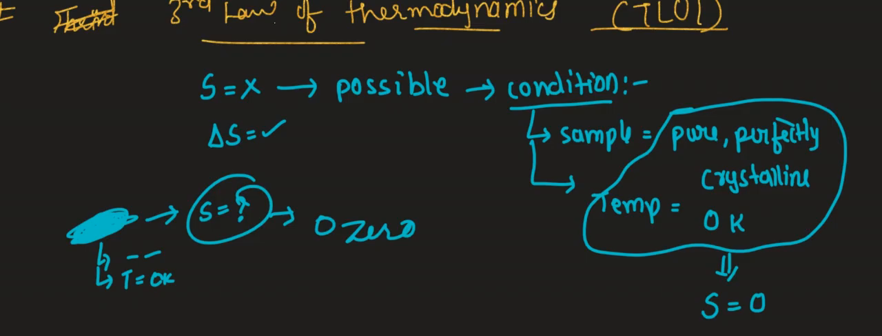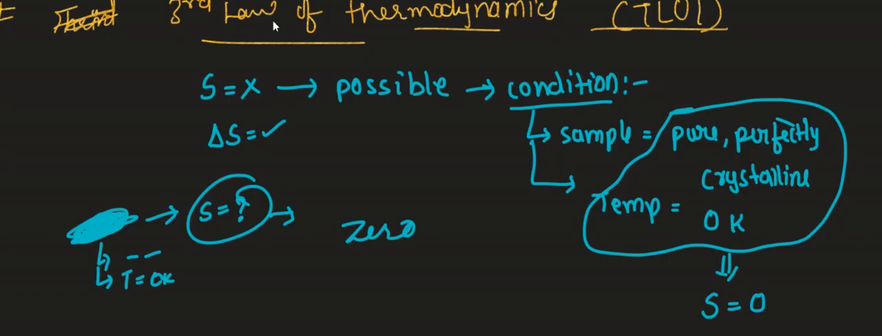The value was found to be how much? 0. It's not necessary that the value should be greater than 0. 0 itself is a value, right? So the exact value you can find at 0 Kelvin, and the value was found to be 0. Clear till here? Right, so moving to the next one. This is about the first part of thermodynamics.